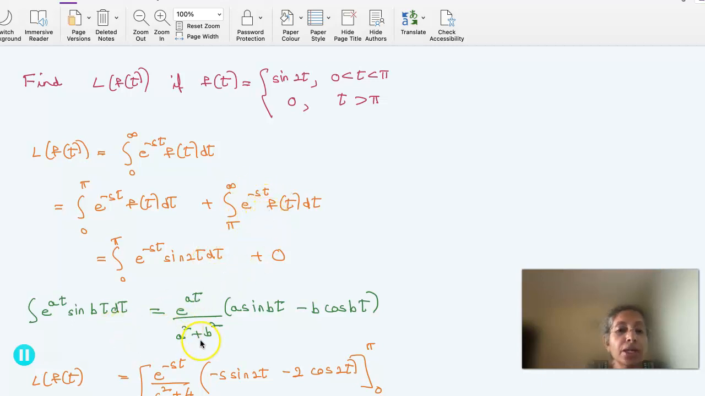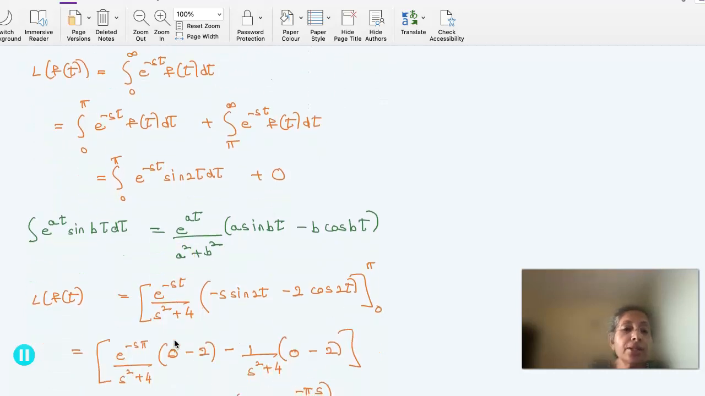Now we use a formula in integrals, namely the integral of e raised to at sine bt dt is e raised to at by a squared plus b squared times (a sine bt minus b cos bt). So using this it becomes e raised to minus st by s squared plus 4, and you get (minus s sine 2t minus 2 cos 2t) within the limit 0 to pi.